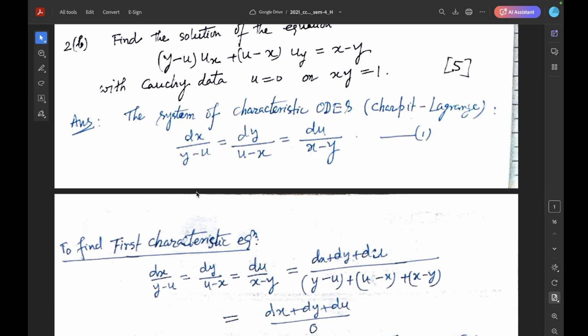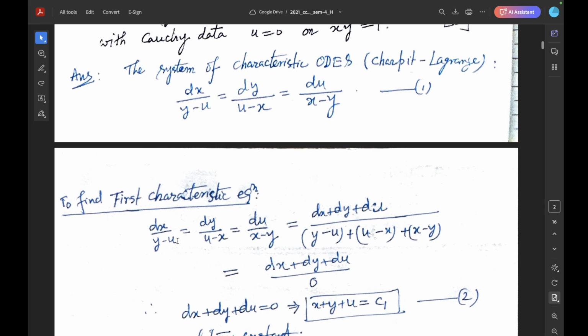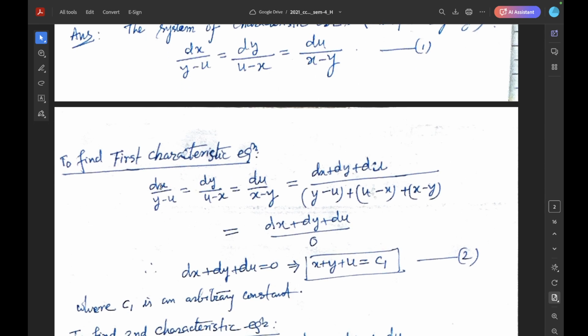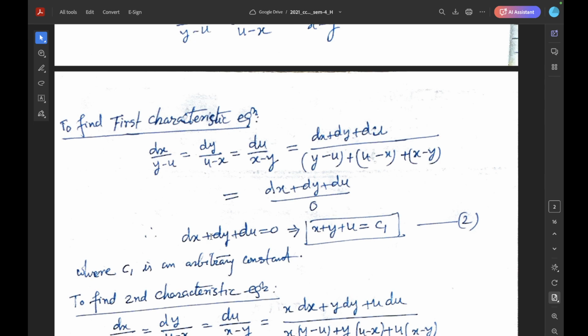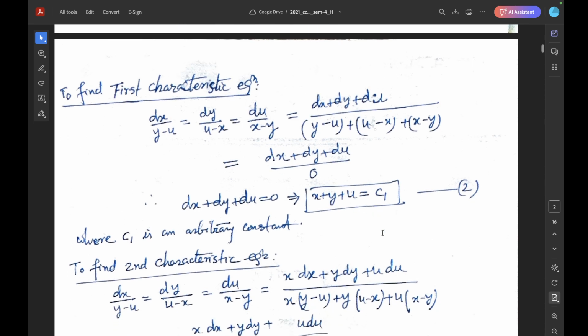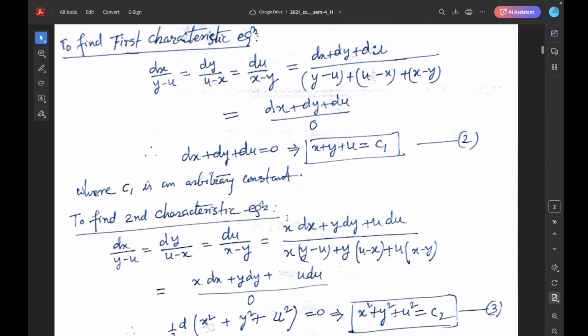From this, to find the first characteristic equation, we write dx by y minus u equal to dy by u minus x equal to du by x minus y. This equals dx plus dy plus du whole divided by y minus u plus u minus x plus x minus y, so this equals 0. Hence dx plus dy plus du equal to 0. This implies x plus y plus u equal to c1, where c1 is an arbitrary constant.